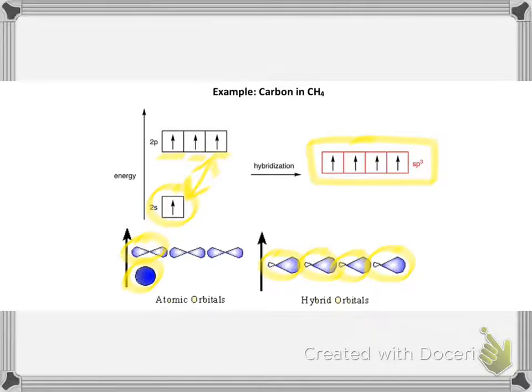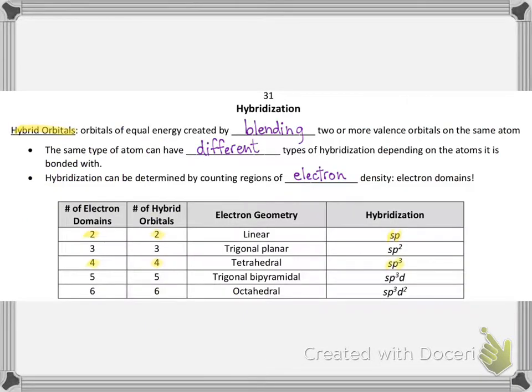You might be happy to know that you don't have to explain this. All you have to be able to do is to identify the hybridization, which is why it's so important to count up your electron domains. As long as you know how many electron domains you need, then you can always just add up until you get the right number of orbitals.